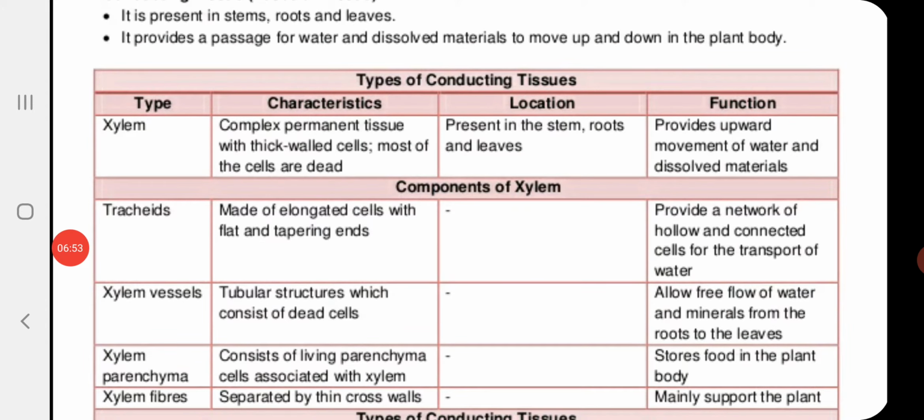Now this is the use of xylem. Xylem allows the water to flow in the upward direction. In the xylem, tracheids, xylem vessels, xylem parenchyma and xylem fibers are present, which together help the xylem to provide a network of hollow connections as well as to flow the minerals upwards. In that way, these all help the xylem to move.